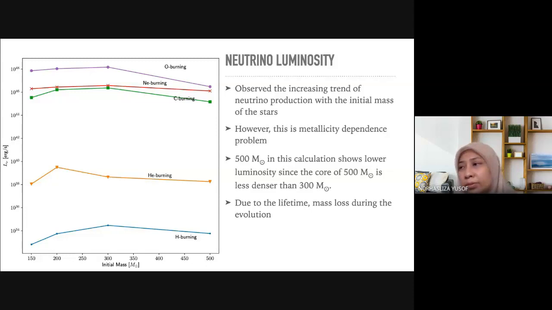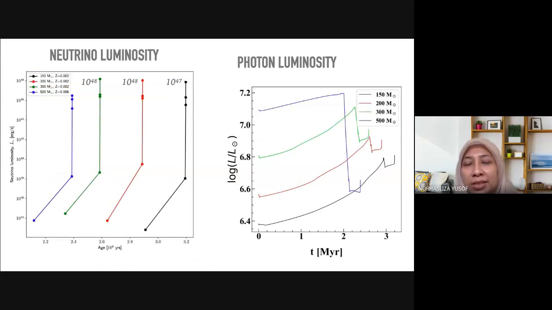Another thing that we have to consider is that the star has its own lifetime, so there is a contribution of mass loss over its life. It means that when you get older, you become thinner. This is one analogy that we can use to describe the neutrino. Okay, so I already have my second last slide.